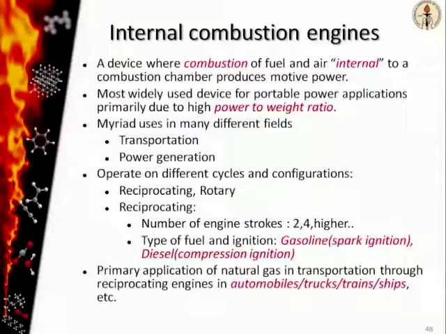These engines operate in different cycles and configurations. The main configurations in which they are used in the transportation field are reciprocating engines, which could comprise spark ignition gasoline engines or compression ignition diesel engines. And apart from this, you have rotary engines, the gas turbines used in air transport. So the primary application of natural gas is in transportation through reciprocating engines, which can be used in automobiles, trucks, trains, ships, etc.